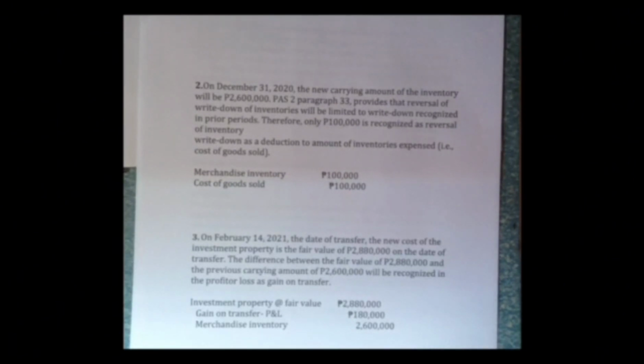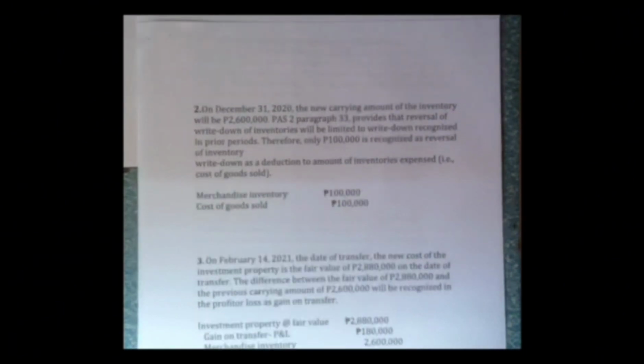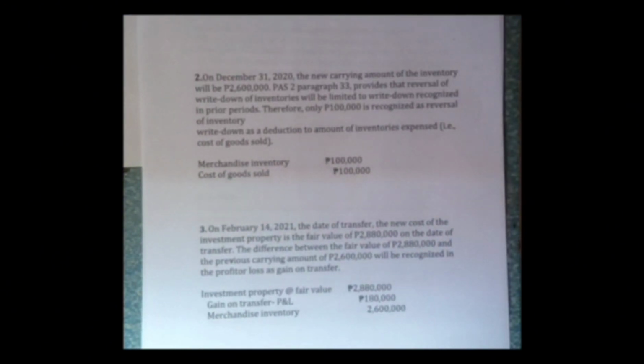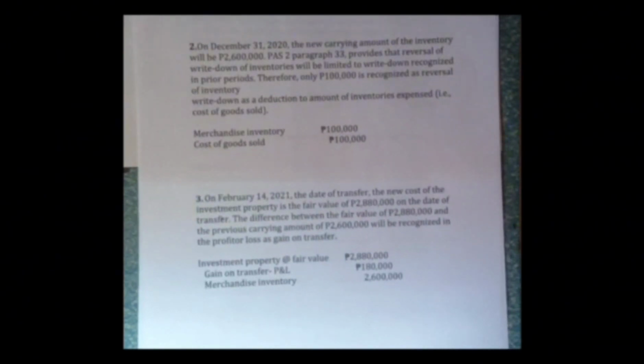So, the entry would be merchandise inventory for 100,000 pesos, debit, then credit of cost of goods sold for 100,000 pesos. Number 3, on February 14, 2021, the date of transfer, the new cost of the investment property is the fair value of 2,880,000 pesos on the date of transfer.